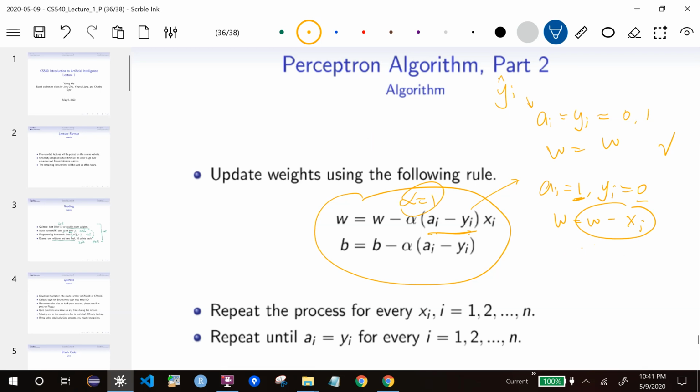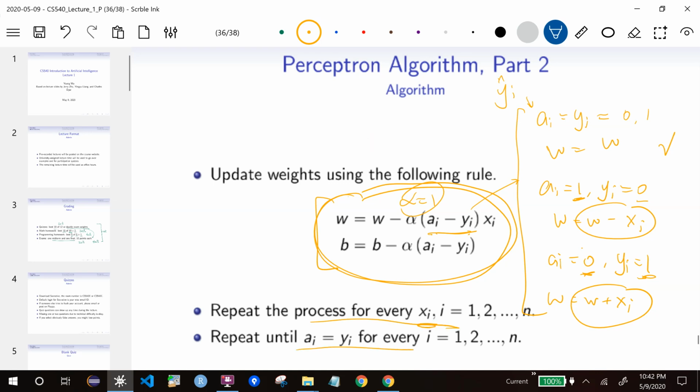We didn't have b in the diagram, so let's talk about the other case. When ai is 1 and yi is 0, oh, sorry, I'm saying this wrong again. When ai is 0, when it is a dog and is classified incorrectly as a cat, then 0 minus 1 is minus 1, so minus minus is plus, so w is updated to w plus xi, again the same as our description before. So this expression captures the same idea of the 3 cases we had, so we will use this as the update rule. And we want to repeat this for every x, many, many times.